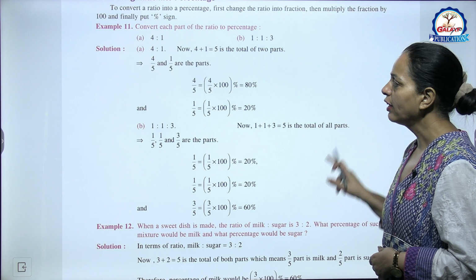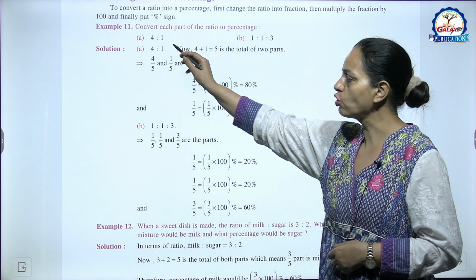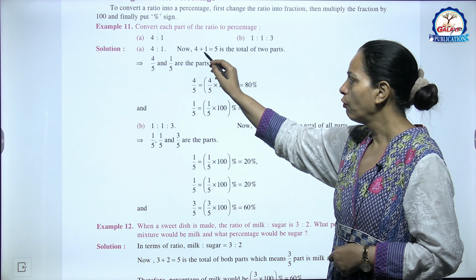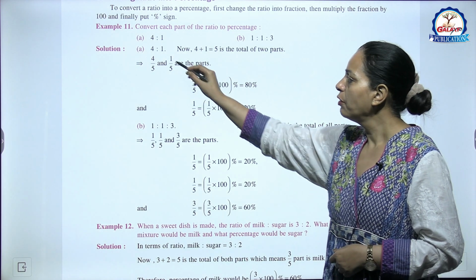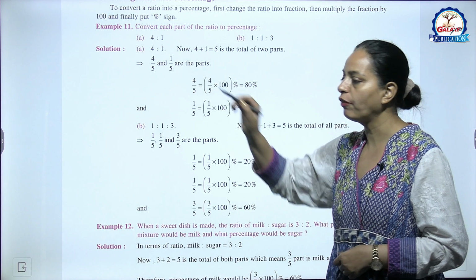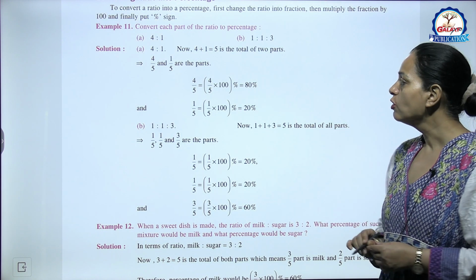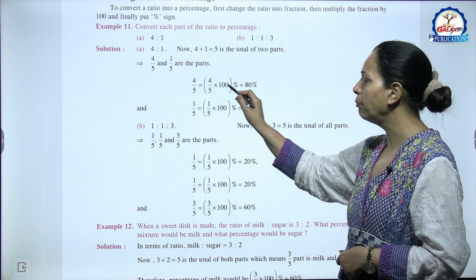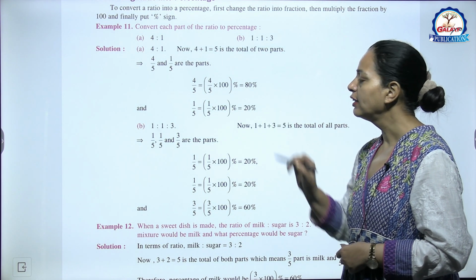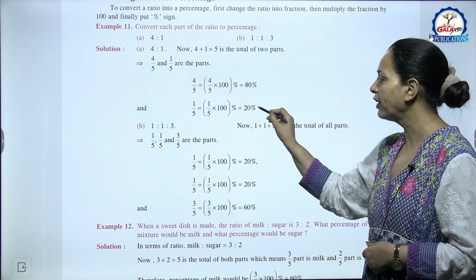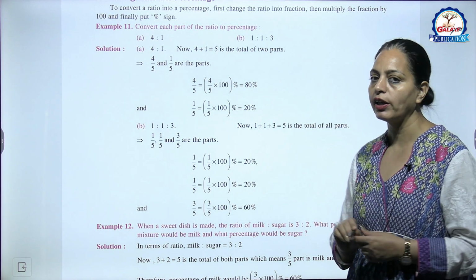Example 11, convert each part of the ratio to percentage. 4:1, A part. So 4 plus 1 that is 5. Now we have parts 4 by 5 and 1 by 5. We have to convert each part. Okay, so 4 by 5 into 100 means 80% and 1 by 5 into 100 that is 20%. Now B part, 1:1:3.